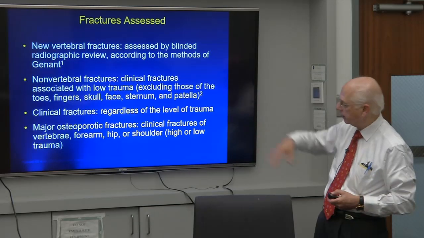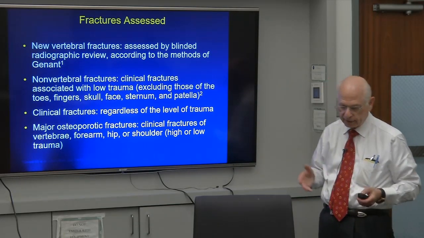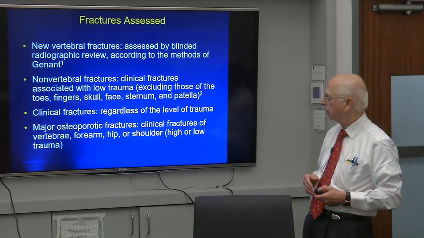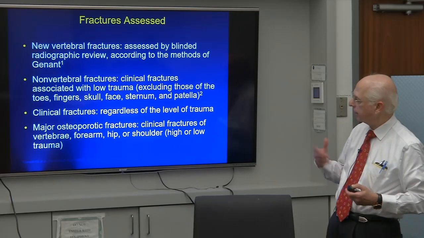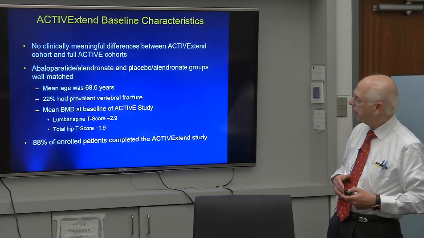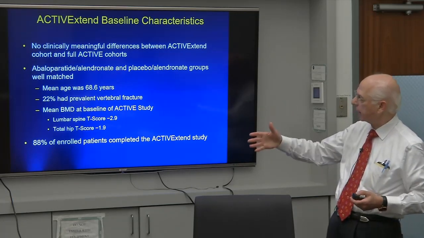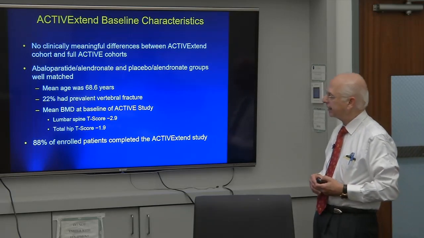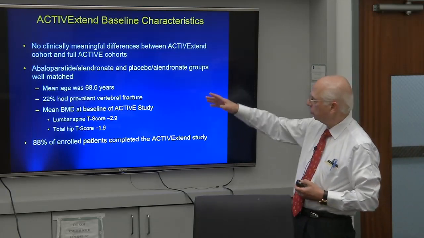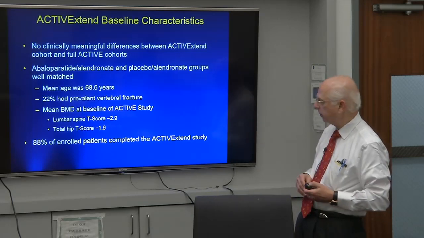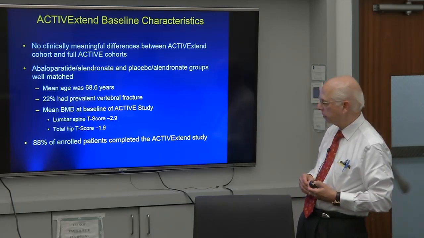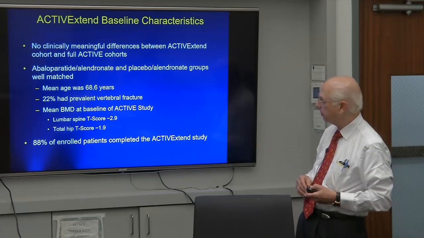And then I won't go into the details of how they did the analysis, but they did it, as you would expect, with a fairly rigorous way of identifying vertebral fractures. The cohorts were basically the same, that is the active cohort and the active extend cohort. The 2 groups going to alendronate were well matched, with a fairly high incidence of prevalent vertebral fractures, and the like.